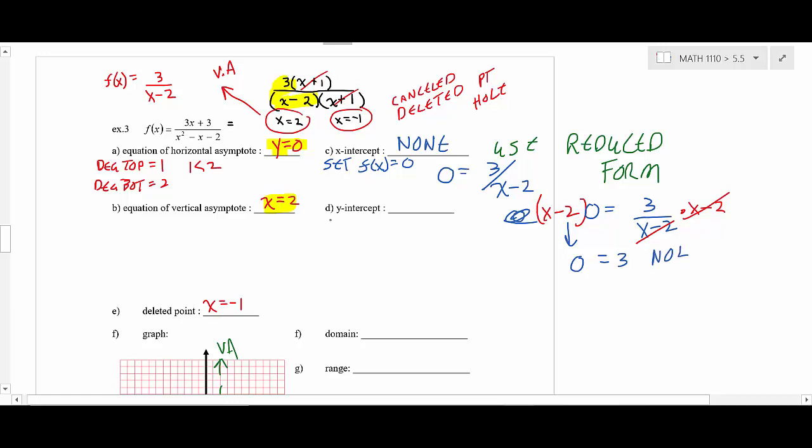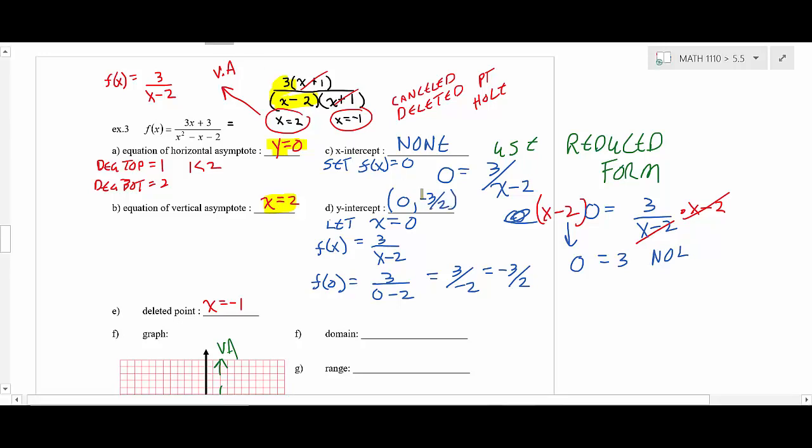Now we go to the y-intercept. If we do the y-intercept, you let x equal 0, and it doesn't matter which form you go to. You can go to the reduced form or the non-reduced form. You'll get the same answer. So let's just take f of x equals 3 over x minus 2 and plug in 0. f of 0 is 3 over 0 minus 2, so that's 3 over negative 2, which is negative 3/2. So when x is 0, y is negative 3/2. That's your y-intercept.